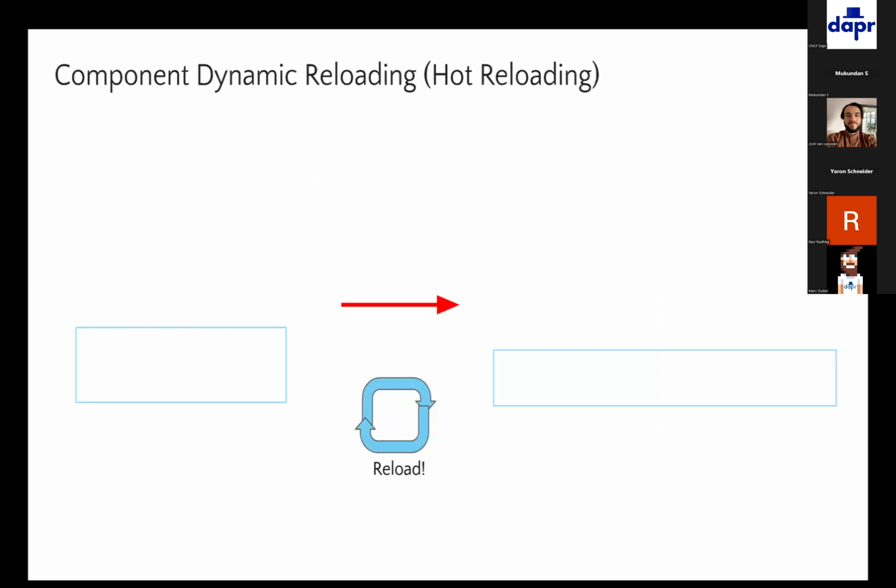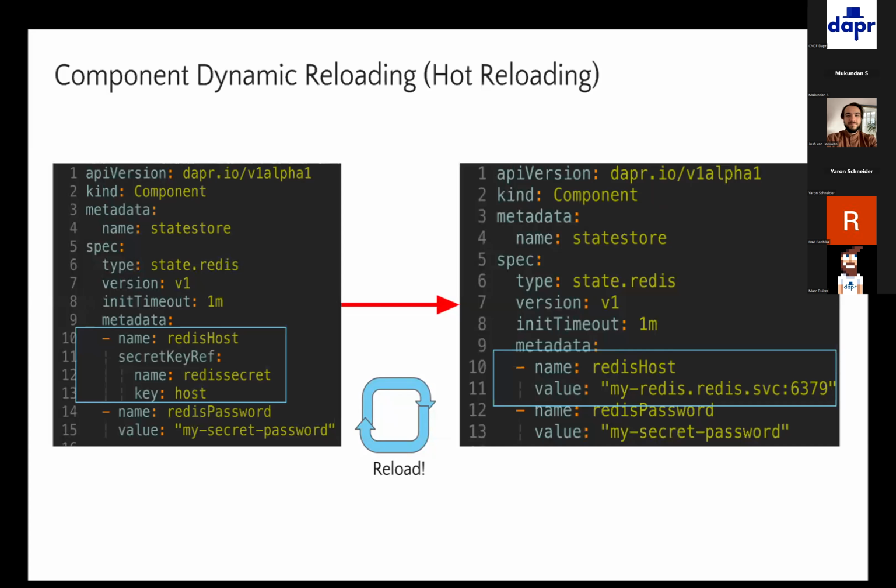So to give you an example of what that might look like in practice, I've got a component here. Let's say that we're working in self-hosted mode at the moment. I've got this stored in a file that I've got Dapr pointing to read from. And I want to change the host that this state store, in this case a Redis state store, is pointing to. So on the left here I've got it pointing to a secret reference, and then on the right here I point it to a bare string.